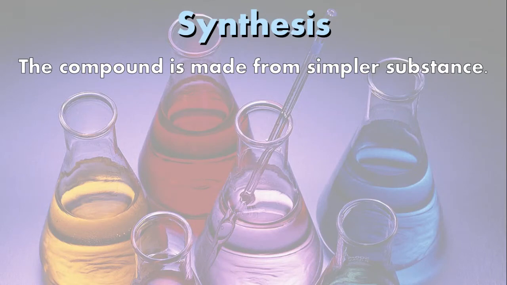Synthesis is a fancy word for combination. Here, the compound is made from simpler substances. To give you an image of how synthesis happens, let's have this equation: A plus B is equal to AB. So you have two substances on your reactant side forming one compound, or one substance, on the product side.